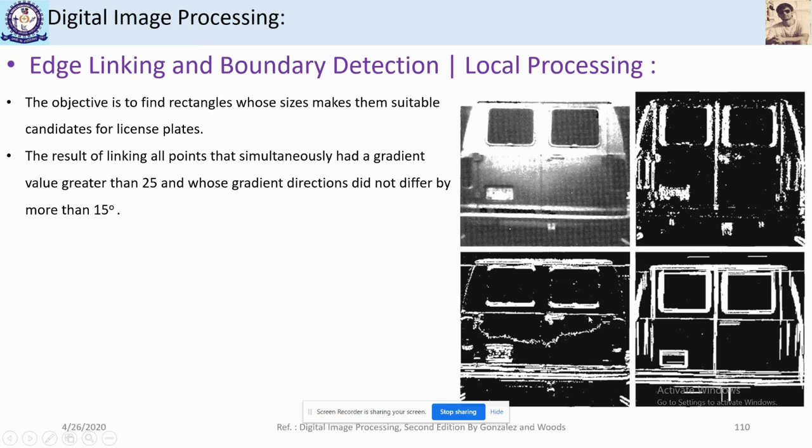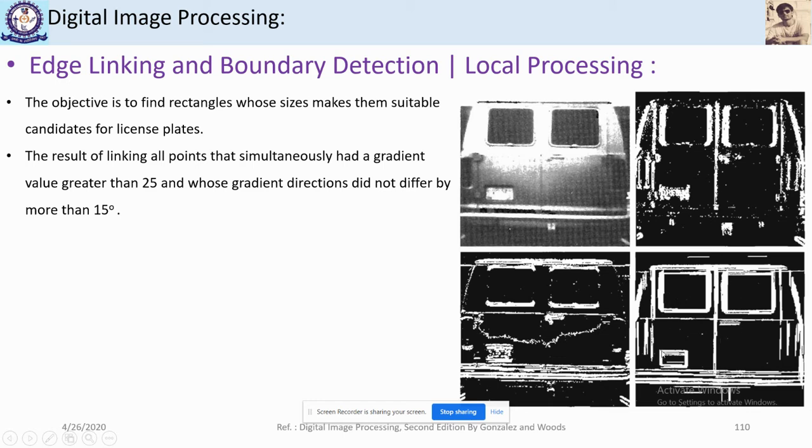So what is done here, the result of linking all points which simultaneously had a gradient value greater than 25 and whose gradient direction did not differ by more than 15 degrees. So these two conditions are taken. That means their gradient value was greater than 25, and their gradient directions were not differing by more than 15 degrees. So those points were linked together, and this is the output of that local processing.